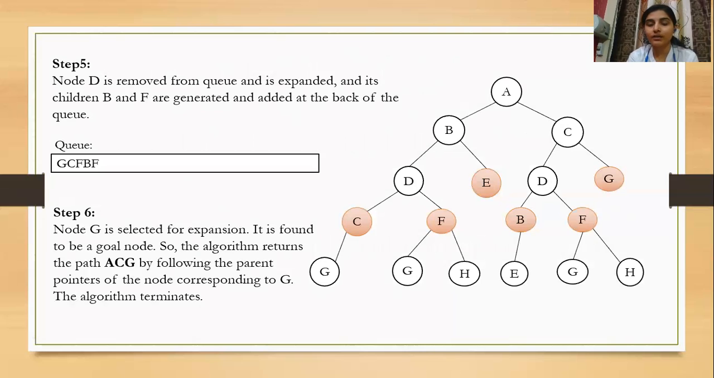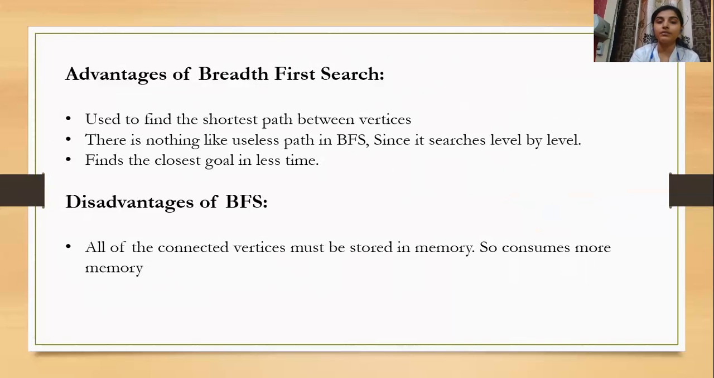We can see that we were traversing according to the levels. First we traversed A, then B, C at level 1, then D, E, F, G at level 2. So we are traversing according to the level. Here we are seeing there is nothing like a useless path in BFS, since it searches level by level. Then it is finding the closest goal, the shortest path, in less time. Of course, if the goal is closer, then it will take less time because it is searching level by level.